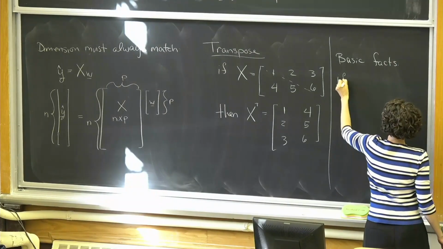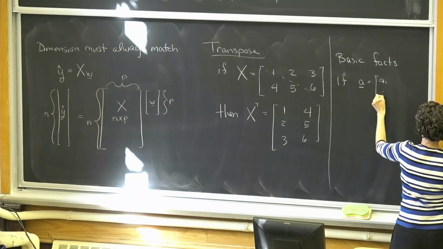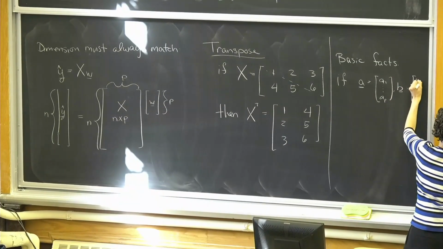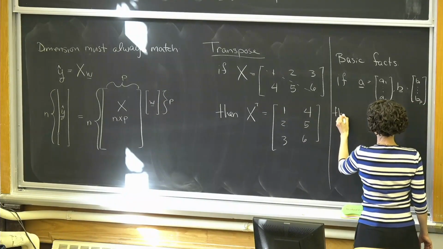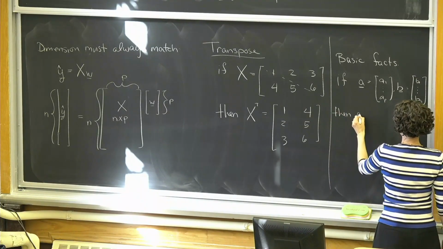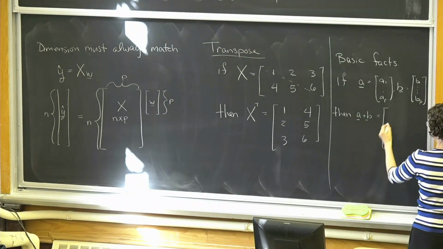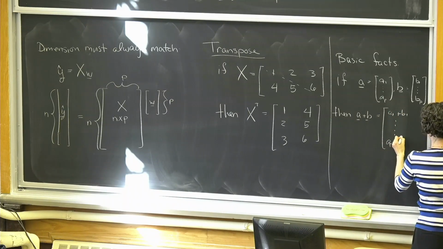So imagine that we've got two vectors, A, which is A1 through AP, and B, which is B1 through BP. Then if we were to write A plus B, that just means that we add up each of the entries. So A1 plus B1 all the way to AP plus BP.